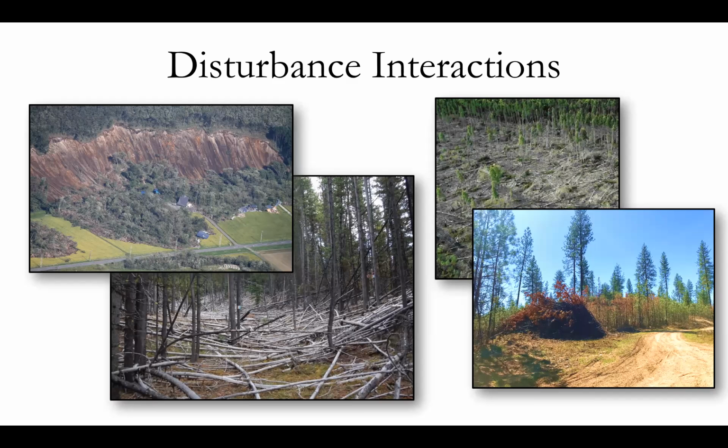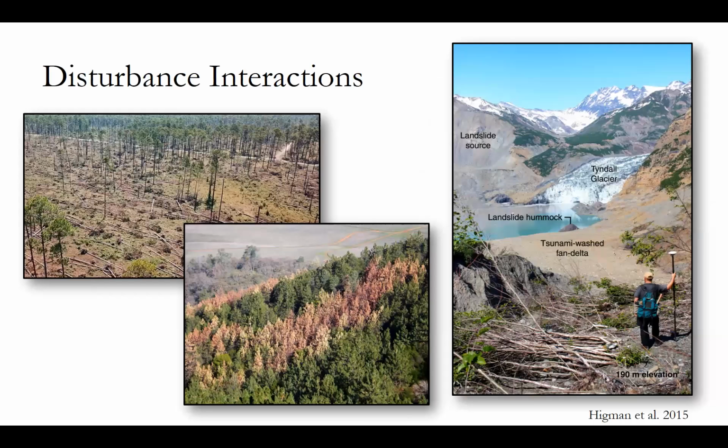And some of these interactions are random, such as a hurricane plowing through a recently thinned forest, but some are not random, and we know quite a bit about them, such as bark beetle outbreaks following drought. And some occur as a chain of events, such as this glacial retreat that led to a landslide, generating a tsunami, as occurred in Alaska in 2015.